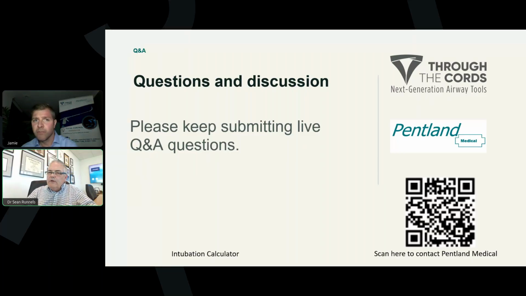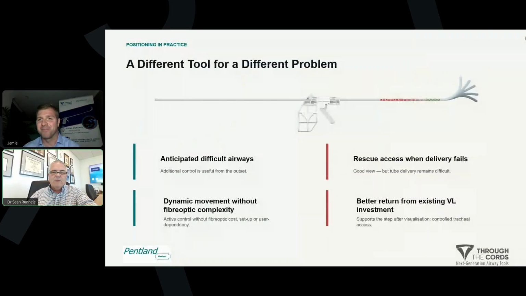Will this be incorporated into the national guidelines like DLS guidelines? If I had control over that, yes, it would be incorporated now. I don't have control over that. That will be evidence-based. Those things take time.